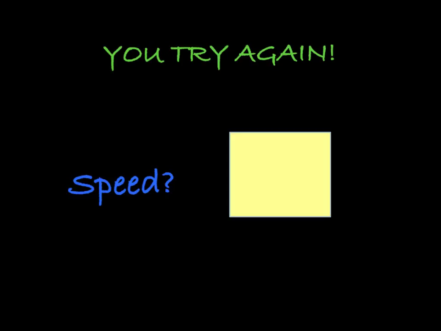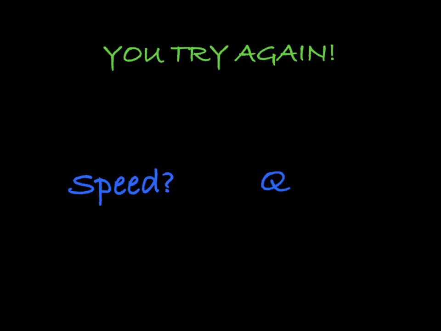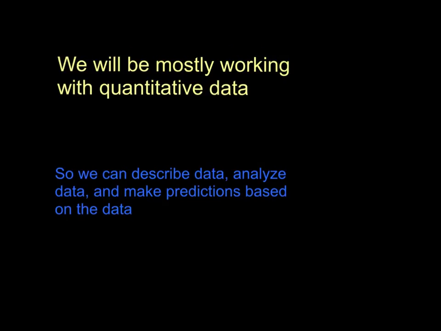Then try again for this one. Speed: think about your definitions, categories or measuring. Try that on your own. What we get is quantitative, because you measure speed, you can count the speed. You don't need to write anything for these, but we'll mostly be working with quantitative data, because we're going to describe data, analyze data, and make predictions based on the data. Using categories, you can't really work with that much, so we're going to be using mostly quantitative.